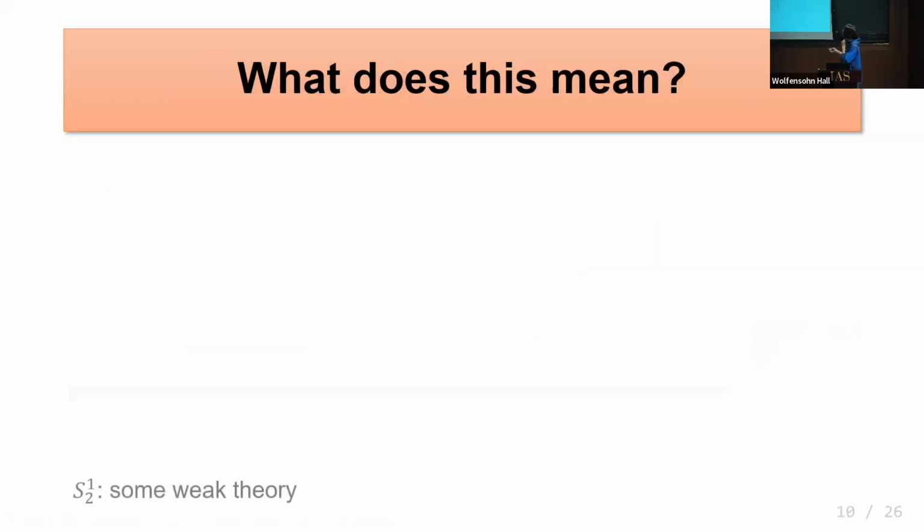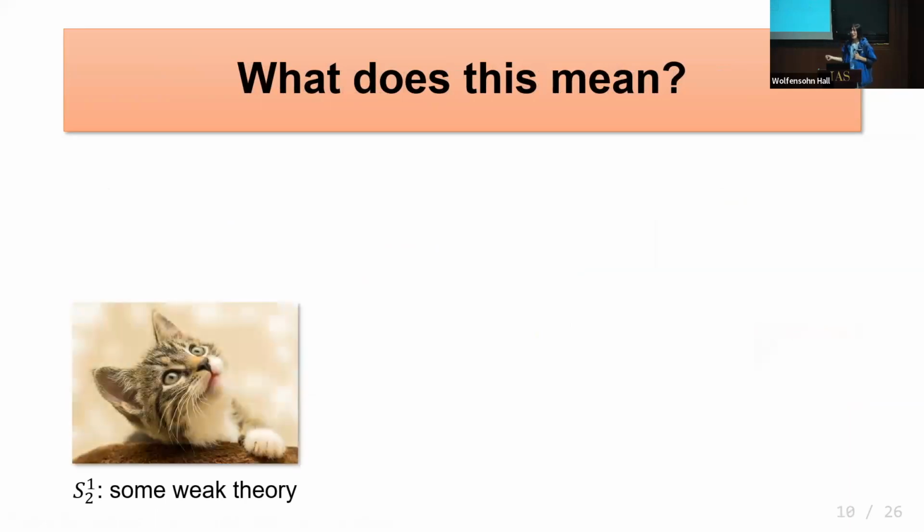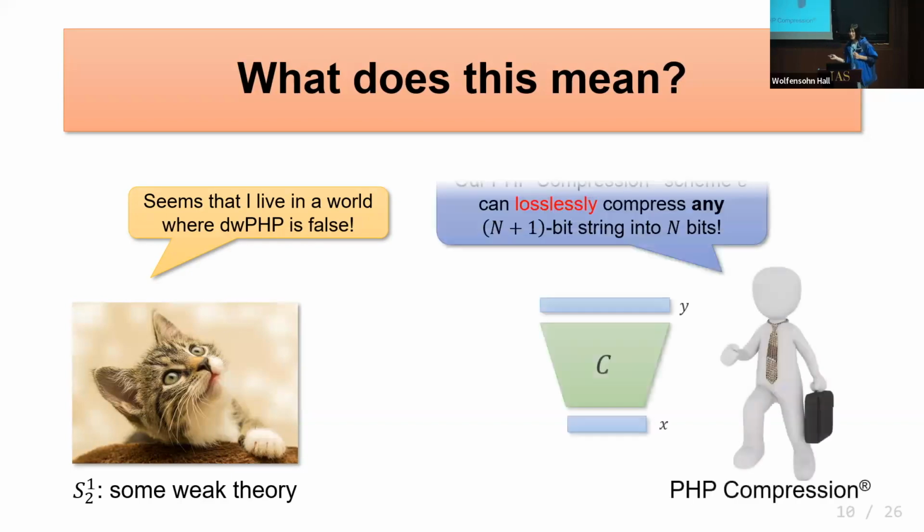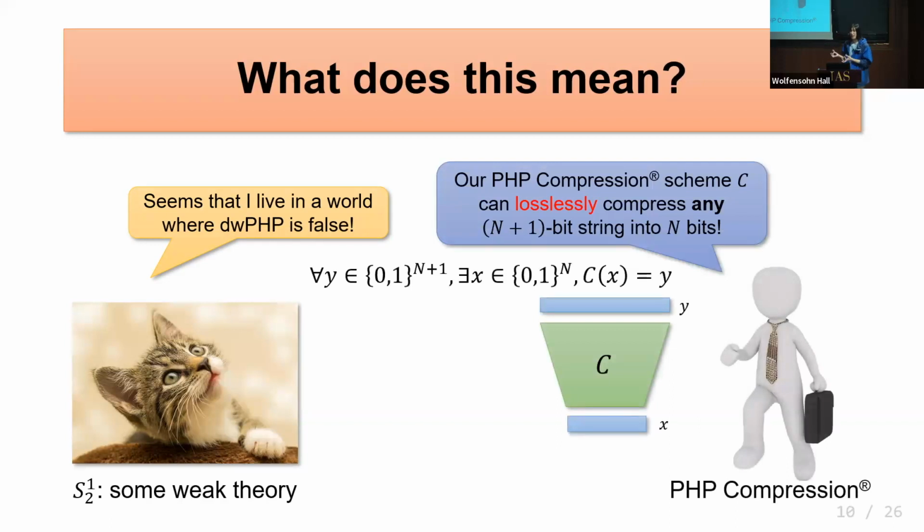Seems that most of you don't know. So it's some weak theory in logic, which you can think of as the little cat in your house, who is clever, who is lovely, but who doesn't understand the pigeonhole principle. So the little cat thinks maybe I live in a world where the dual equation principle is false, and there's some strange-looking guy holding a strange-looking circuit that claims that the dual equation principle is indeed false for this strange-looking circuit.